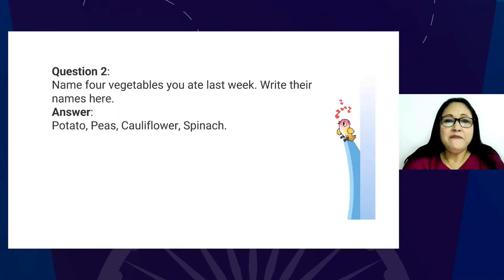Right. So name four vegetables that you ate last week. I have done what I have eaten last week: potatoes, peas, cauliflower, and spinach. Sir, aap cauliflower bhi to kha rahe honge, spinach bhi kha rahe honge. Yes, yesterday I ate. So these are the vegetables which my children are definitely eating because mummy to banayegi hi.